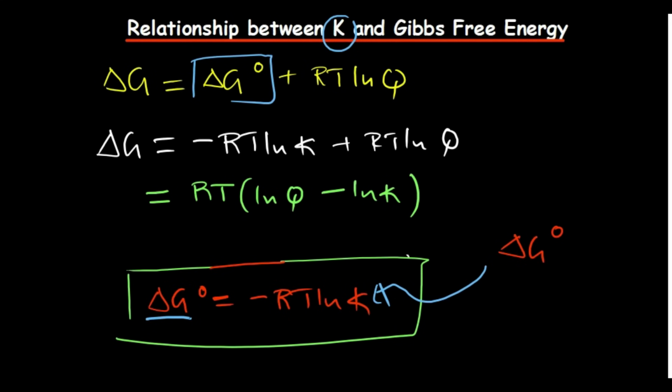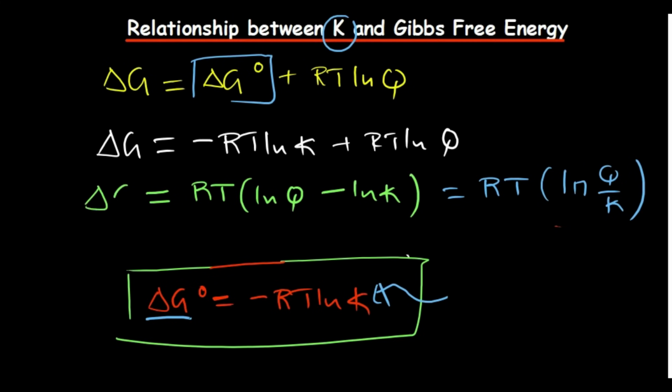So you know what logs tell us. If you've got the same bases, all you do is factor out the log and then divide. So Q over K. That relationship is very important as well. That formula is also very important when you're looking at the relationship between the non-standard Gibbs free energy and Q and K. So these two equations are very important in the study of this topic. Now let's look at the practice questions to help us understand how to use these equations to determine the values.